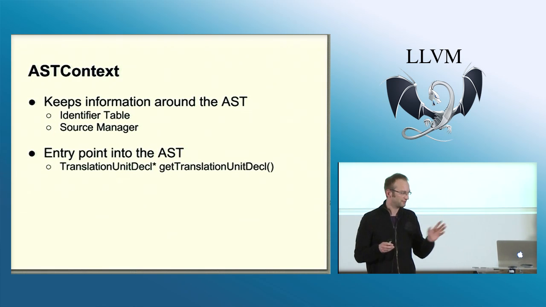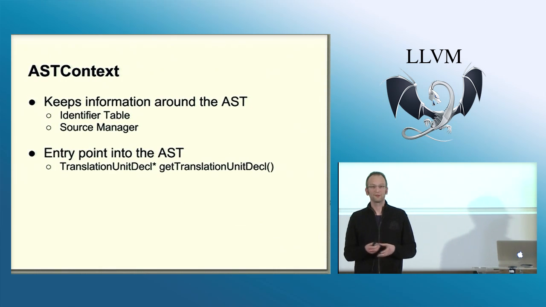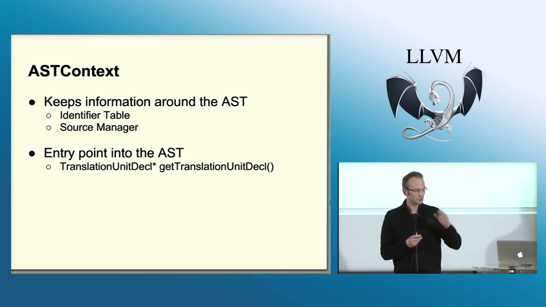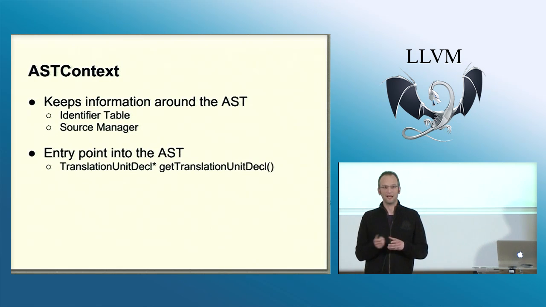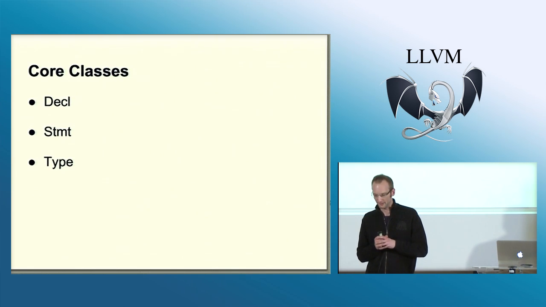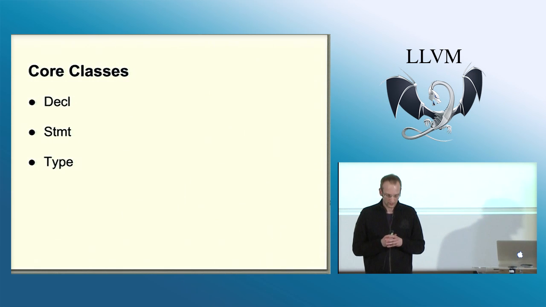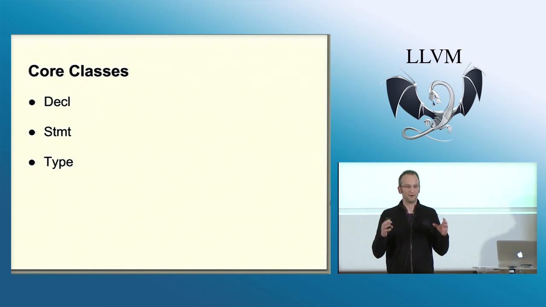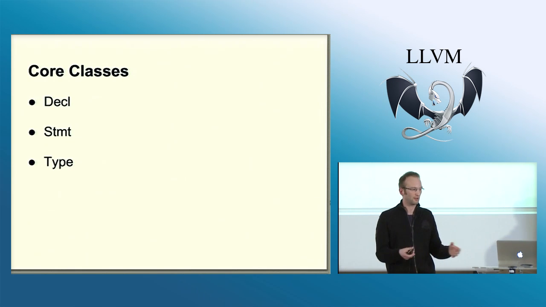The same is true for locations. We will see the location stuff in much more detail later. And the other thing the AST context provides is the entry point into the AST, which is a function called getTranslationUnitDecl that gives you the translation unit decl. And with that, we basically go into the core classes of Clang's AST, right? Those are declarations, statements, and types. Those are the classes that have identity in the Clang AST, and they also have pointer identity, which means if you have two of them, you can compare their pointers to figure out whether they're equal.